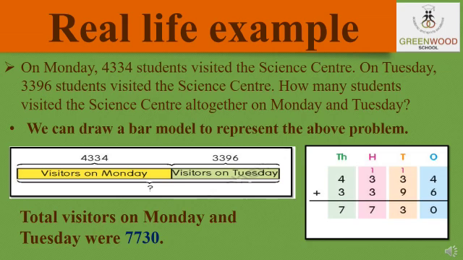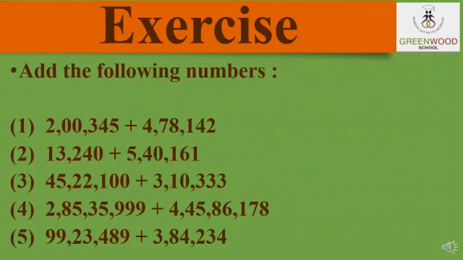Step 3, add the hundreds. That is 1 plus 3 which is equal to 4. Step 4, add the 1000. 4 plus 3 which is equal to 7. So total visitors on Monday and Tuesday were 7,730. Now one exercise I have given you to solve.